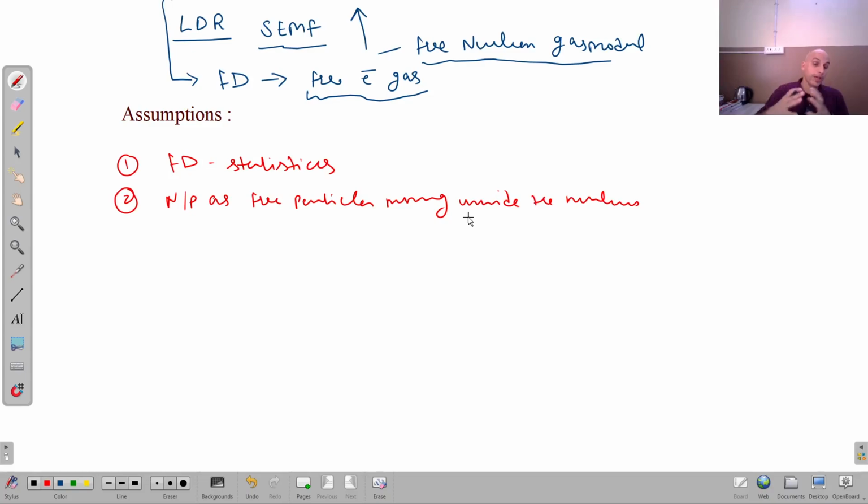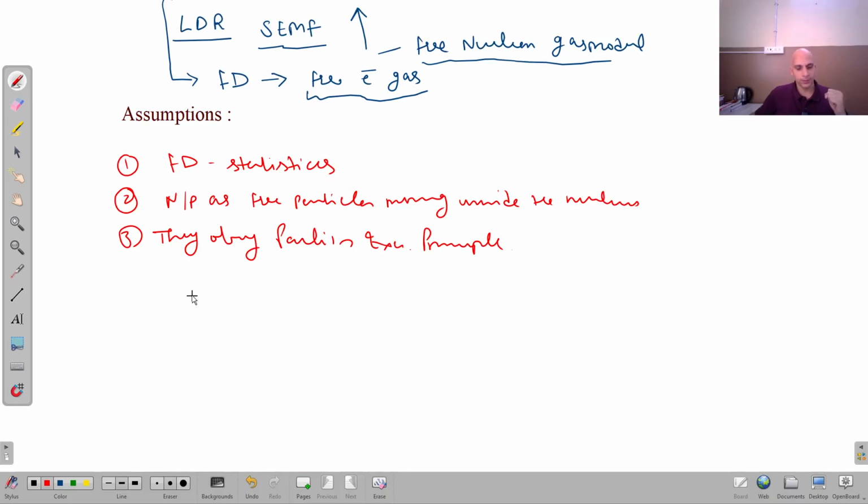We know very well that both neutron and proton are fermions. They have a half integral spin. So they obviously obey Pauli's exclusion principle, right? So this is the third assumption. They obey Pauli's exclusion principle, right?